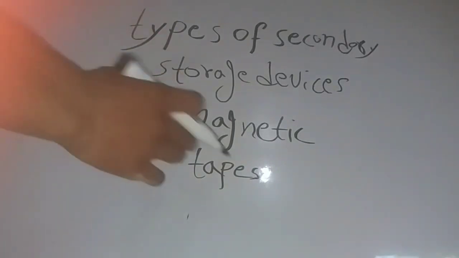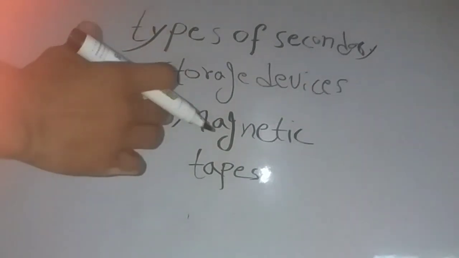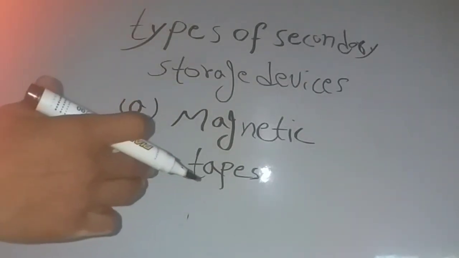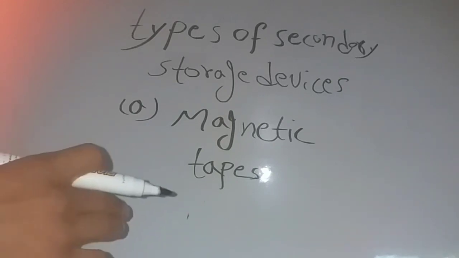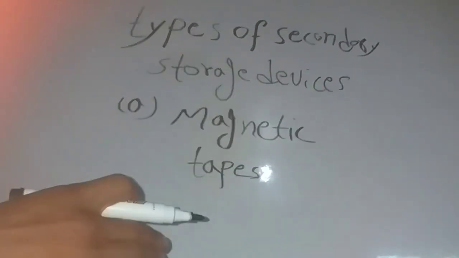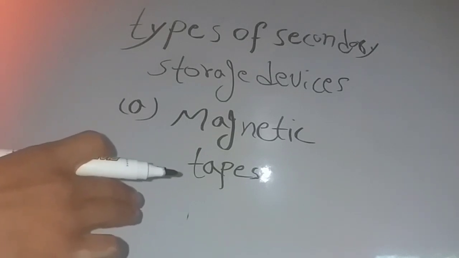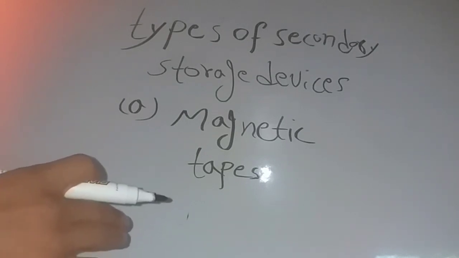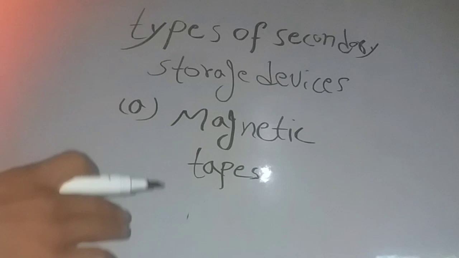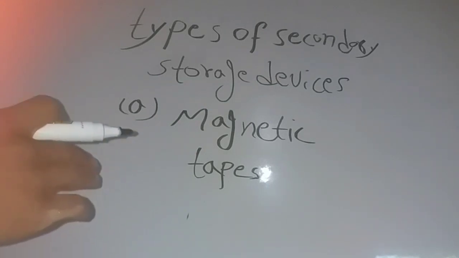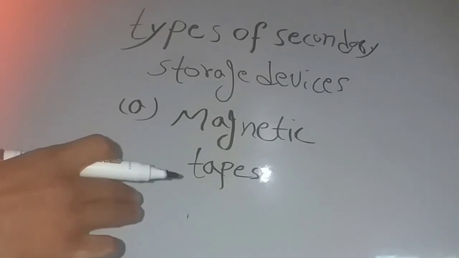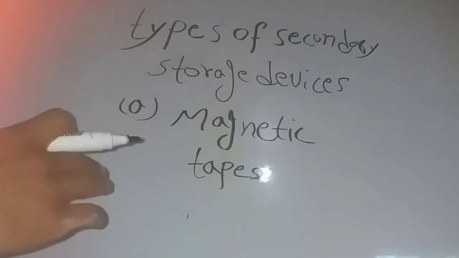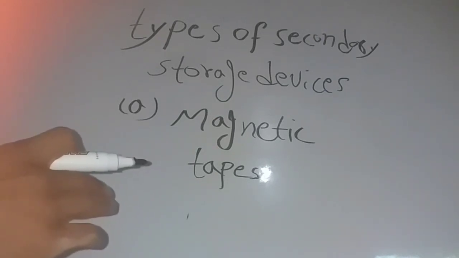A magnetic tape transfers data a bit slower than a hard drive. However, magnetic tapes are cheaper and more durable. These devices are usually used for backup of data. The major drawback of tape is its sequential format.